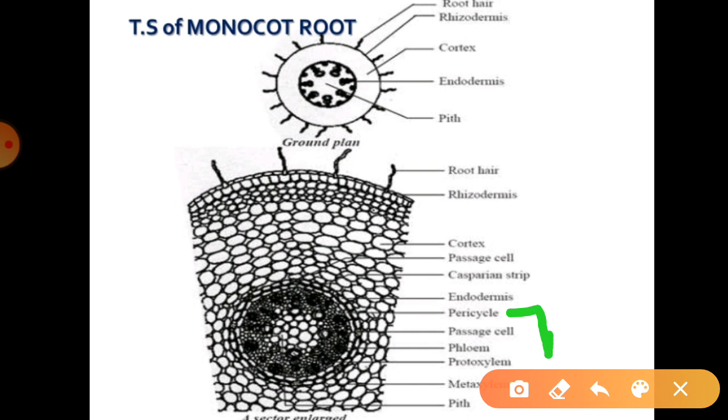Means all these parts are connected: pericycle, vascular strands, protoxylem, metaxylem, pith, and so on. They all come in the category of the stele. So we have to know about all these things in detail. As you can see in the structure of this monocot root, the first part is the epidermis, the outermost layer.